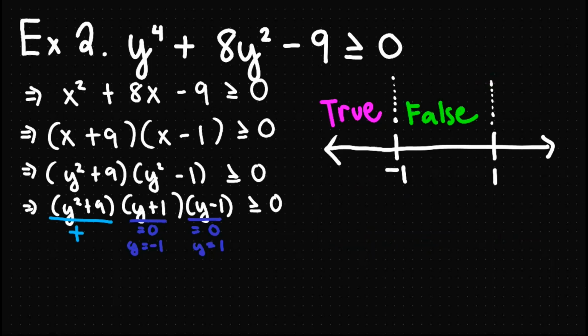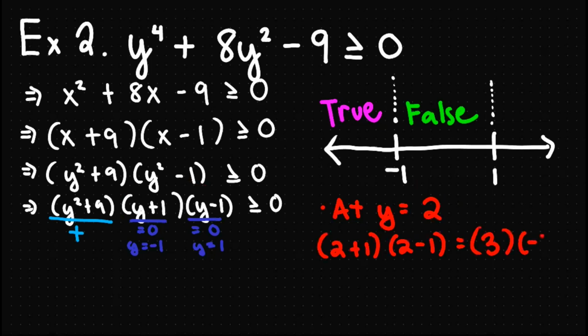Now, lastly, focusing on our last region, we can take the y value of 2, since 2 is greater than 1. So at y equals 2, focusing again on this 2, we'll have 2 plus 1 times 2 minus 1, and that is simply 3 times 1, or 3, which is greater than or equal to 0. So it satisfies our inequality, and therefore we say that this region out here is true.